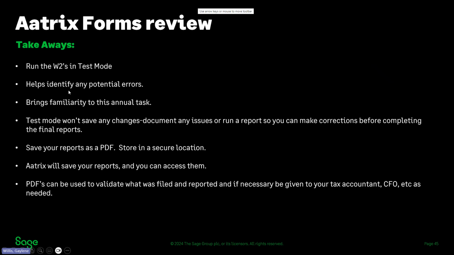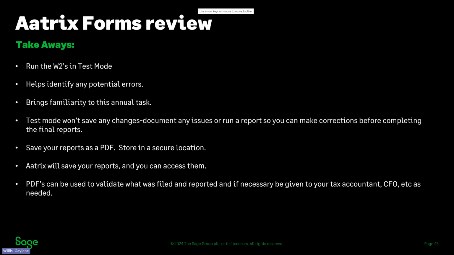Okay, so your takeaways on your forms review: run your W-2s in test mode. It helps identify any potential errors, and brings some familiarity to a task that you only do once a year. Remember that test mode will not save any changes. You can document any issues or you can run a report so you can make the corrections before completing the final reports.